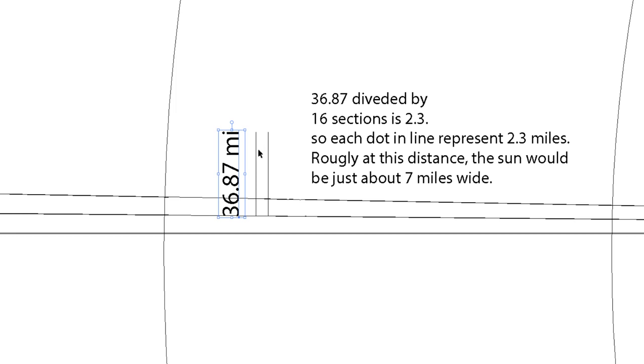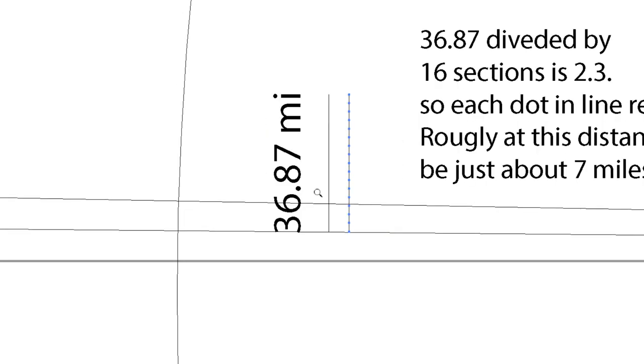But anyway, I took that line from all the way to the left and I brought it closer in like that. So it's about that tall, 36.8. So let's roughly say 37 miles. And so I divided that line by 16. So 16 increments of that line is going to be 2.3 miles each increment.